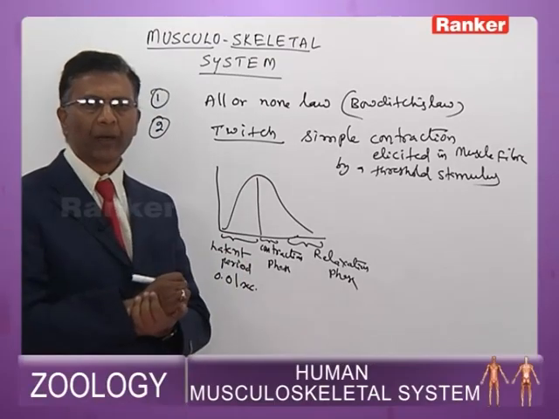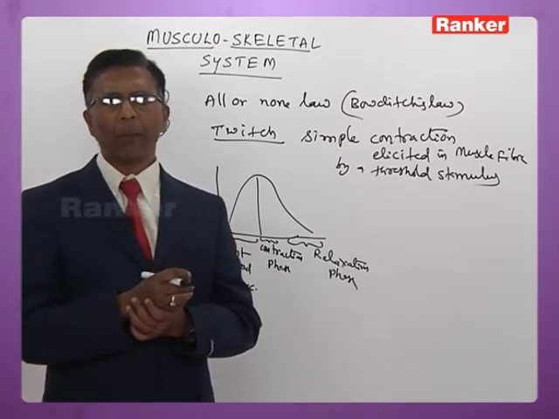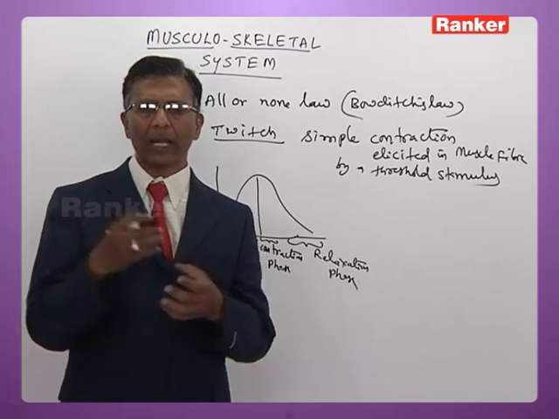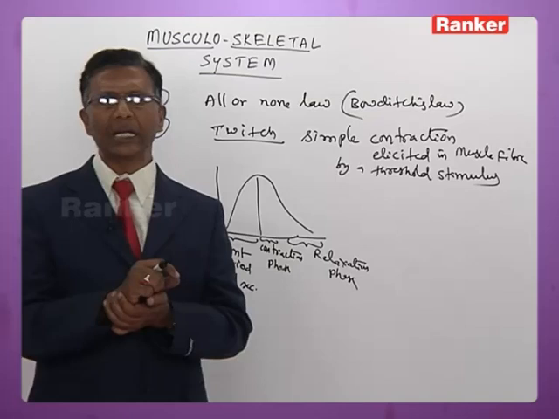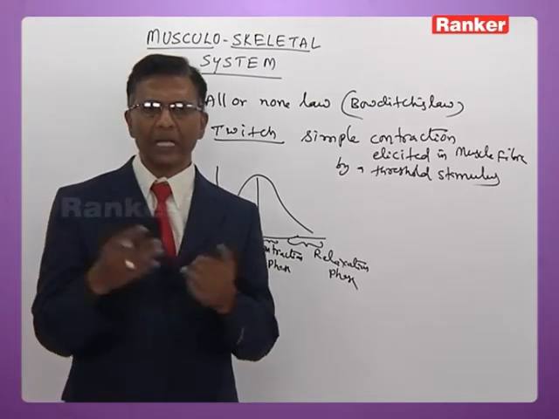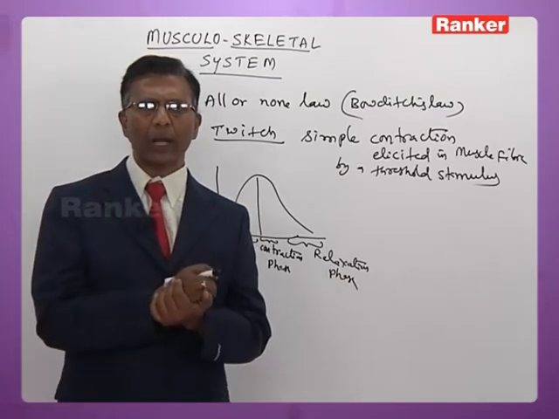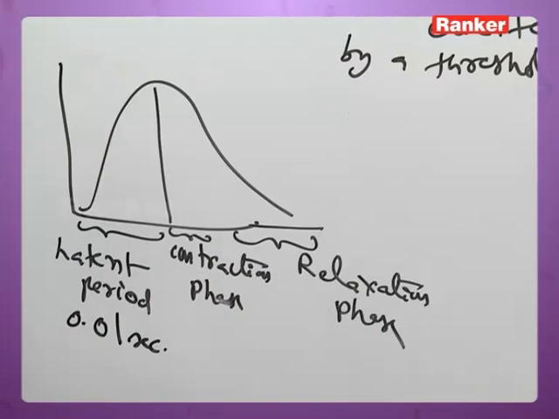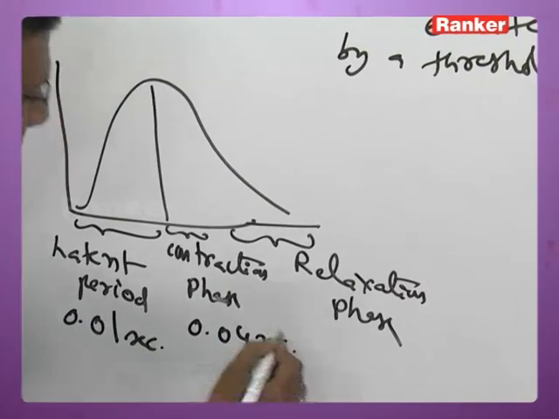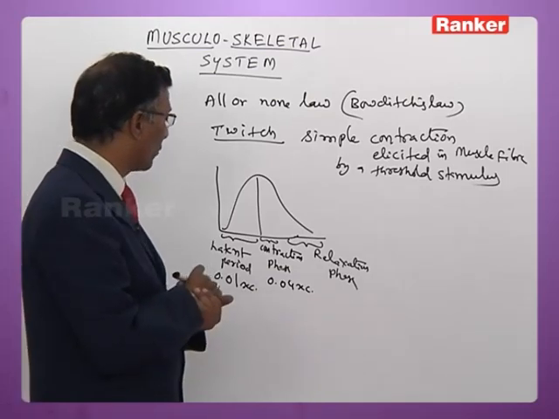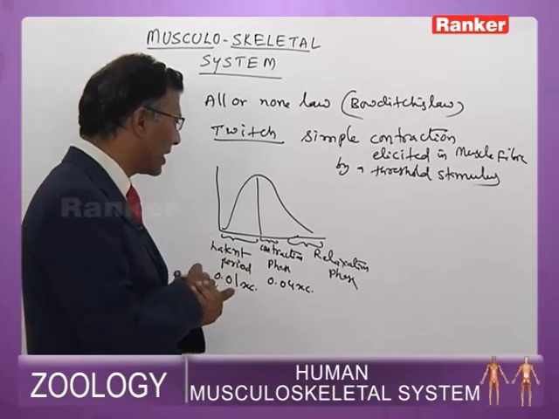The contraction phase involves power strokes and ratchet movements, where there will be pulling of the thin filaments towards the H zone. The H zone goes on decreasing in its size, then finally disappears. Z lines are also pulled closer to the A band. The length of the sarcomere decreases. So all those changes occur during the contraction phase. The contraction phase lasts for about 0.04 seconds.